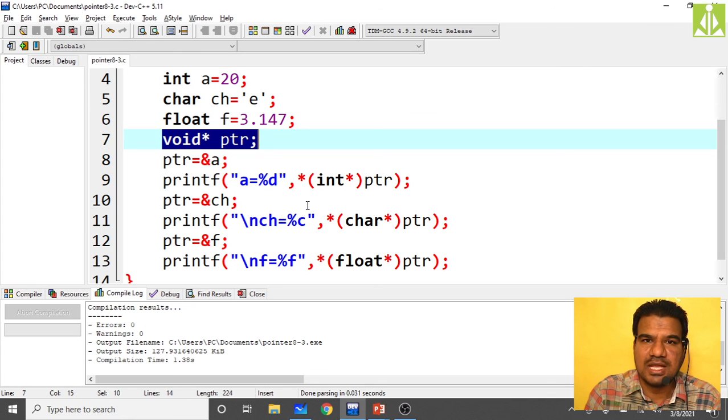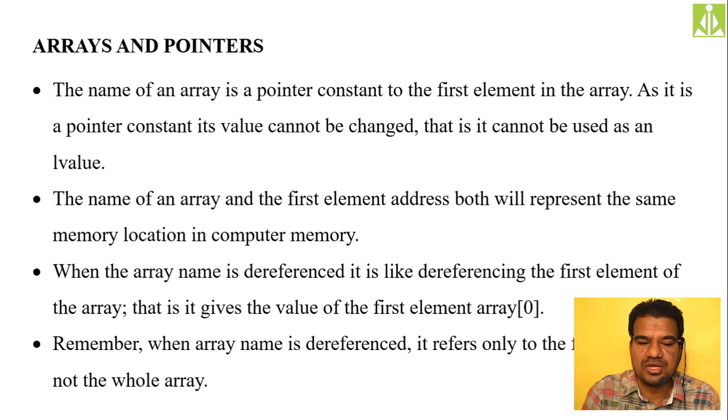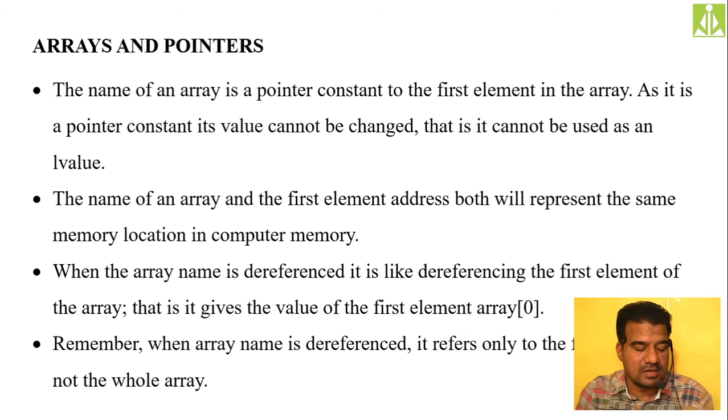If you are dereferencing an integer type of address, simply make it an integer pointer. If you are dereferencing a character address, simply make it a character pointer. And if you are dereferencing a float, then simply make it a float pointer. Likewise, hopefully you understood this one. So quickly go and see. After this generic pointer demonstration, we have arrays and pointers.